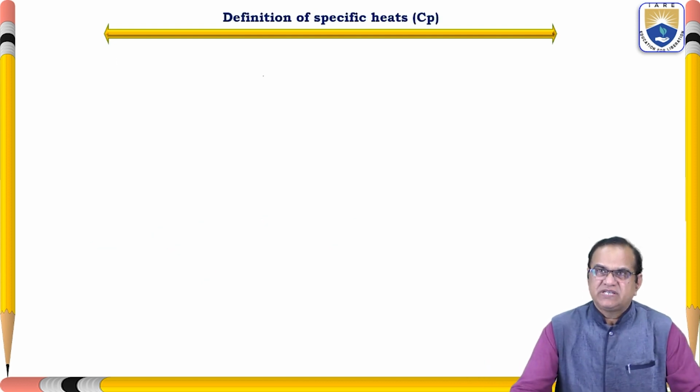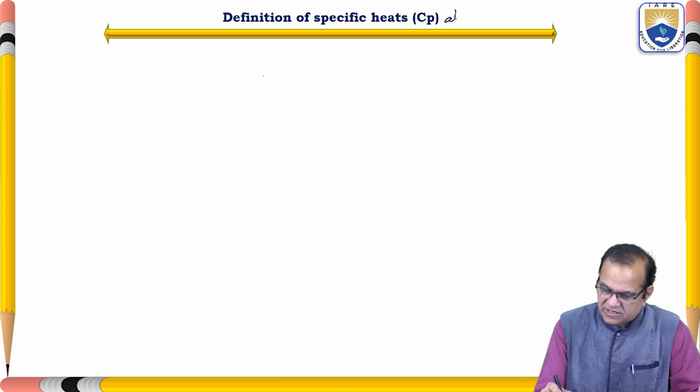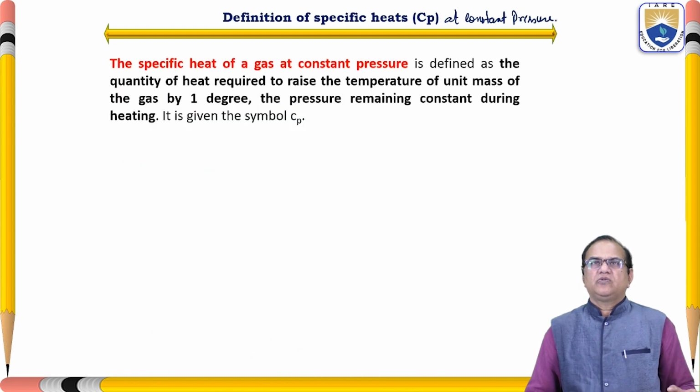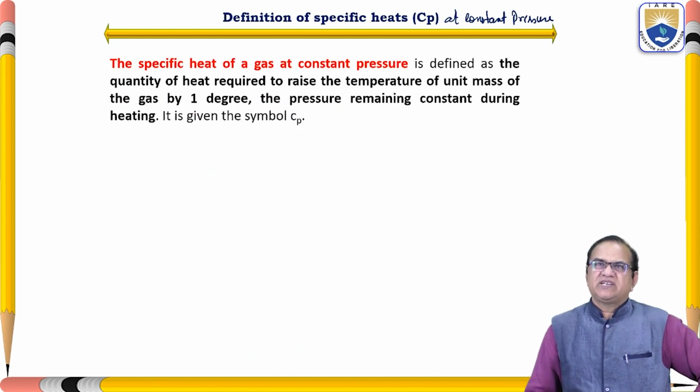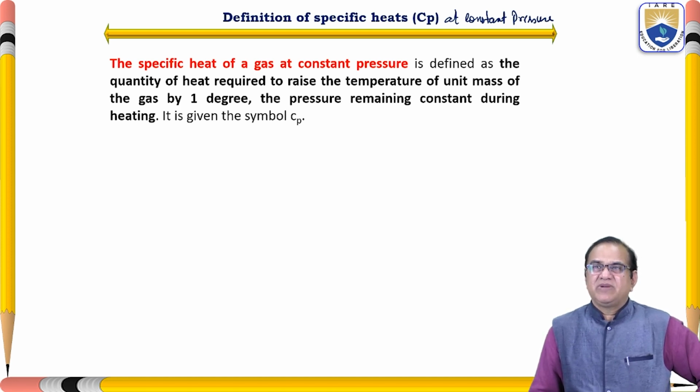The definition of specific heat, that is the Cp and Cv we are using. Specific heat at a constant pressure: the specific heat of a gas at a constant pressure is defined as the quantity of heat required to raise the temperature of unit mass of the gas by 1 degree, the pressure remaining constant during heating.